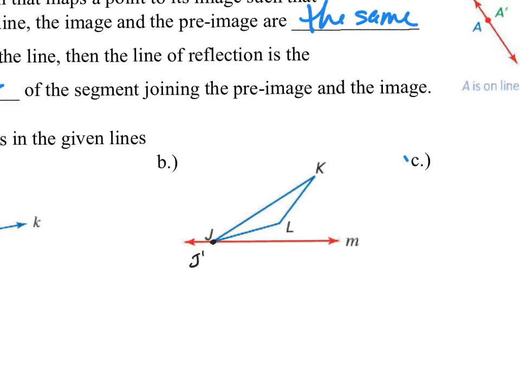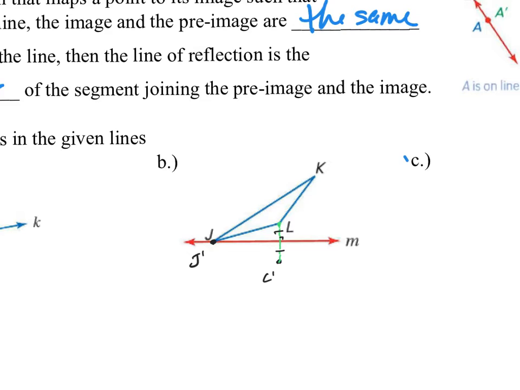So we're just going to eyeball this. It's not going to be perfect, but let's put L prime right about here. Now, if I were to draw a segment from L to L prime, then you can see that this line M is the perpendicular bisector of a segment that connects point L, the pre-image point, to its image point.